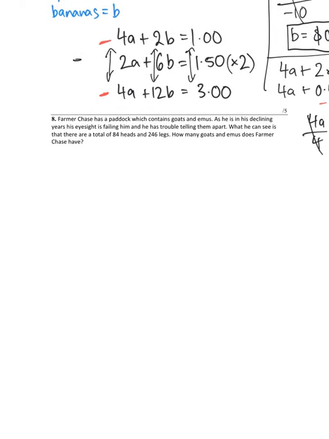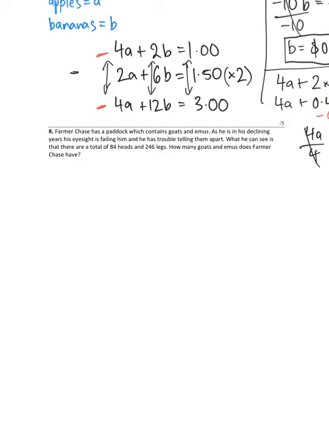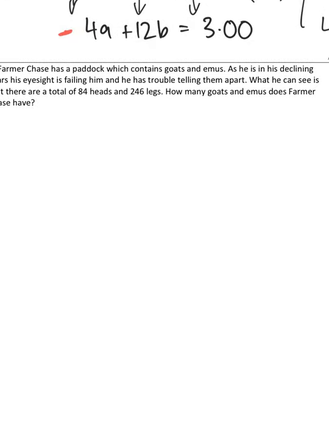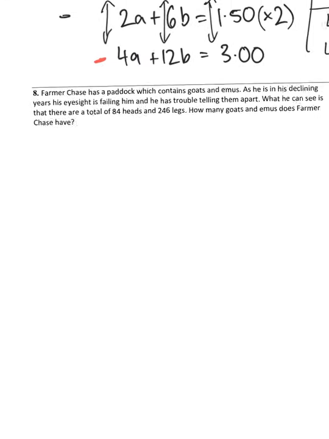All right, last question. Farmer Chase. Not sure if Chase is a farmer, if he's on a farm, but he's got a paddock. It contains goats and emus. As he is in his declining years, his eyesight is failing him, poor Chase, and he's had trouble telling them apart. What he can see is that there are a total of 84 heads, 246 legs. How many goats and emus does Farmer Chase have?